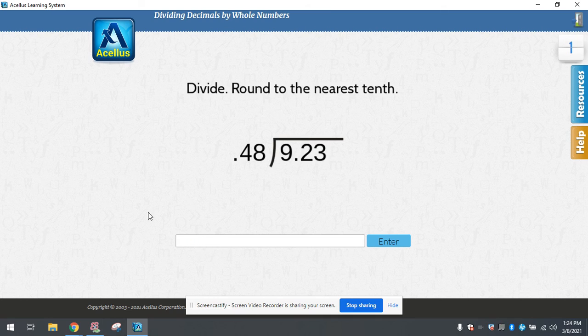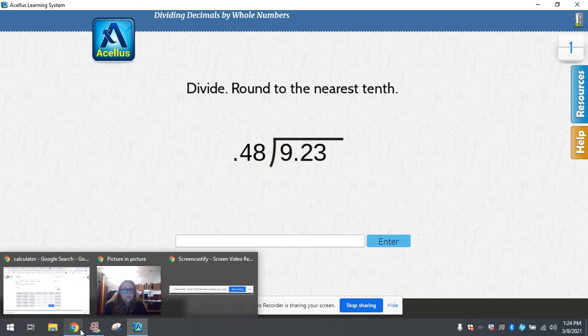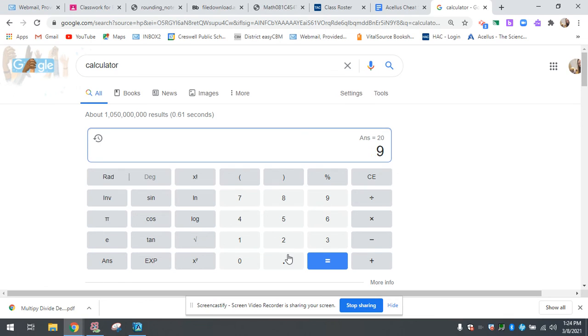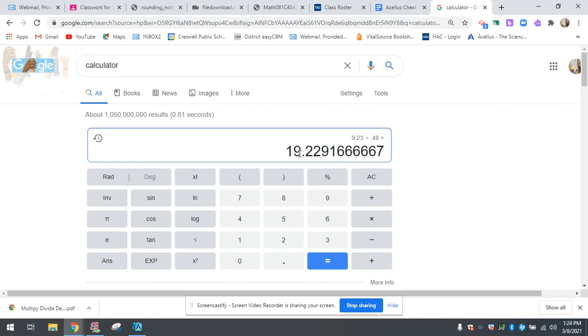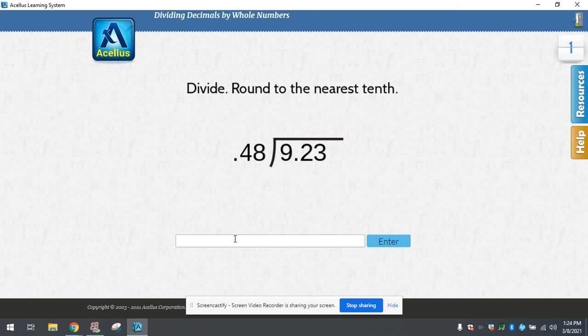Round to the nearest tenth, 9.23 divided by 0.48 equals 19.229 and so on. So I'm going to go 19.2. The 2 is in the tenths place, so I look at the number to the right. 5 and up, round up. That number is not 5 or larger, so I leave my 0.2 as it is, and my answer is 19.2.